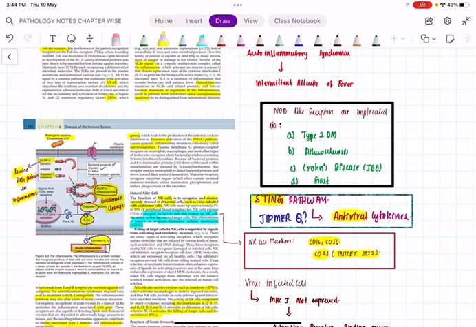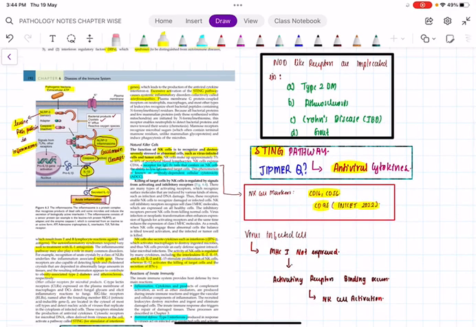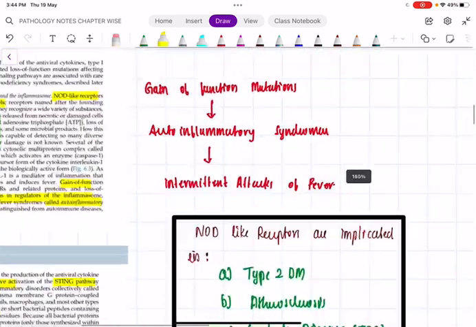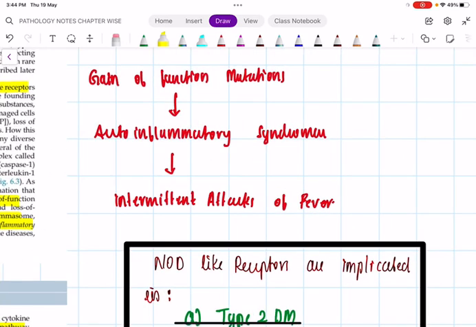And remember, with these NOD-like receptors, sometimes there is a gain of function mutation. Gain of function mutation means what? We have different types of mutation. Out of that, we have gain of function and loss of function mutation. Gain of function mutation means there will be overactivity, overexpressibility of the gene. So because of the overexpressibility of the NOD2 receptors, what will happen? There will be autoinflammatory syndromes. That is, without any stimulus itself, the body will induce inflammation. So the patient will present with intermittent attacks of fever.